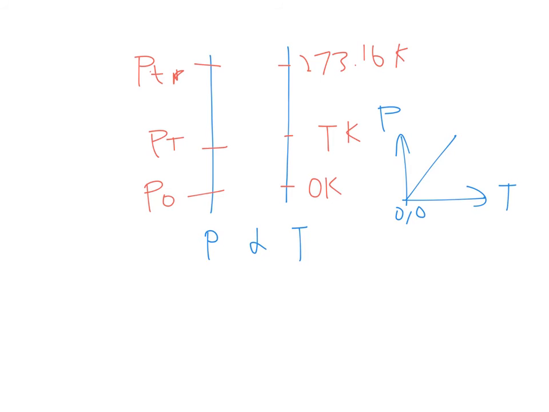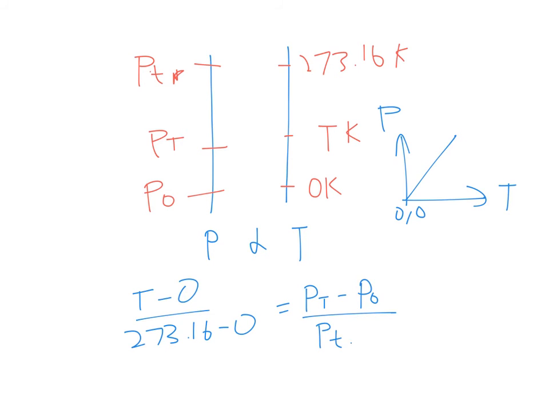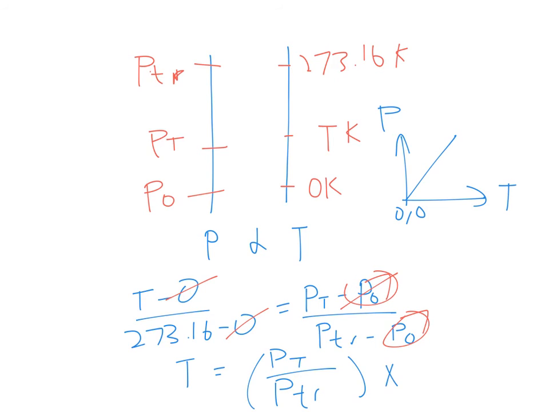So therefore, we can rewrite the equation as T minus 0 over 273.16 minus 0 equals PT minus P0 over PTR minus P0. Since this 0 can be cancelled and the pressure at 0 Kelvin is also 0, we can therefore come up with the formula that the temperature in Kelvin is the pressure at the unknown temperature over the pressure at triple point, the whole thing multiplied by 273.16 Kelvin.